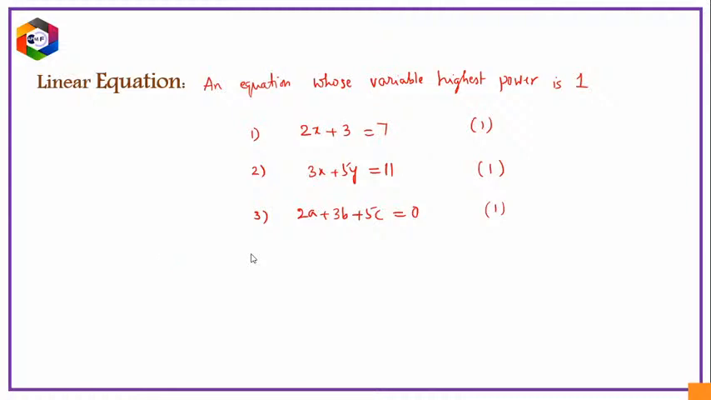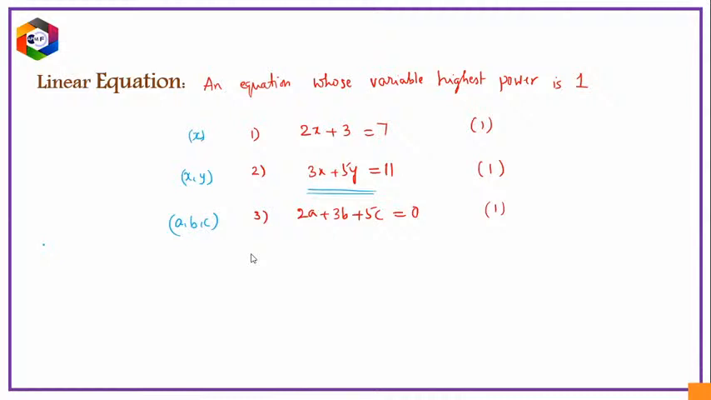But the first one has one variable, the second one has two variables, and the third one has three variables. In the first one, only x is the variable. Whereas in the second one, x comma y both are variables. And if you talk about the third one, there are three variables: a, b, c. So three variables.